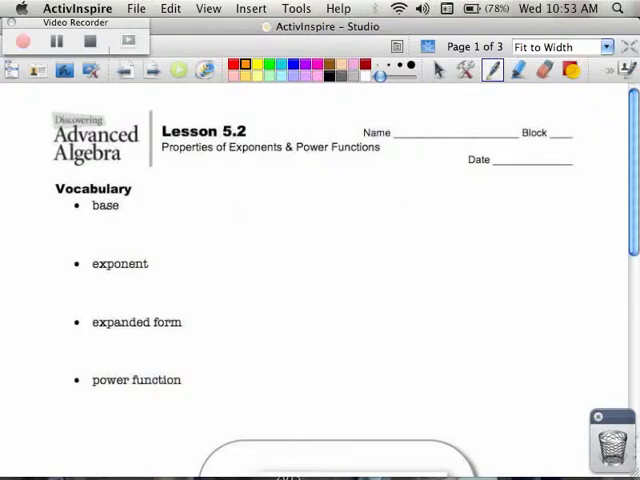And first of all, you need to know that if you see something like 3 to the 4th power, the thing that's on the bottom is called the base, and the thing that's on the top is called the exponent. So base, bottom, exponent, top. That's just where they're located, just for information in case you didn't know.